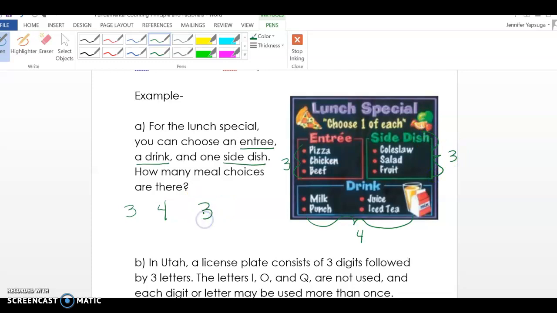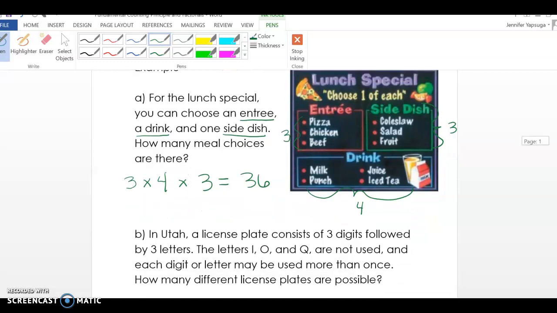So I look at the number of choices I have in each category, and according to that fundamental counting principle, I'm going to multiply these numbers together. So I can multiply 3 times 4 times 3, and I should get an answer of 36. So there are 36 different choices that we could pick based on this menu board.